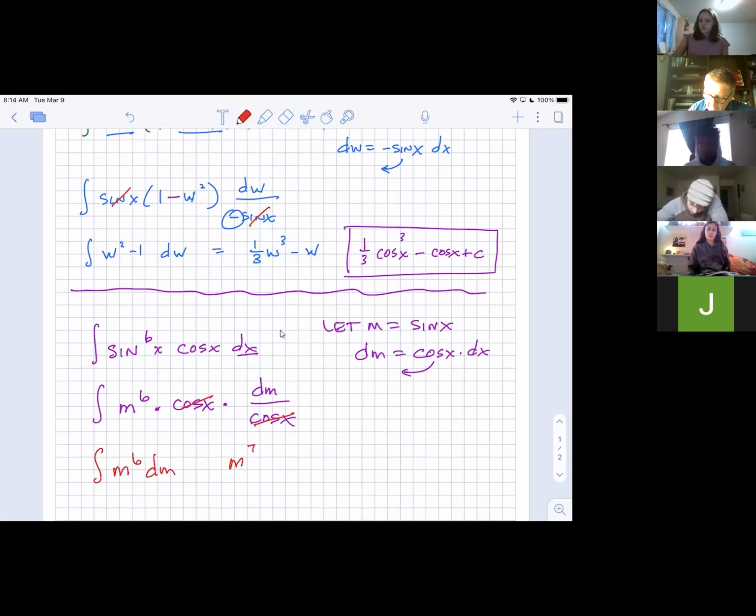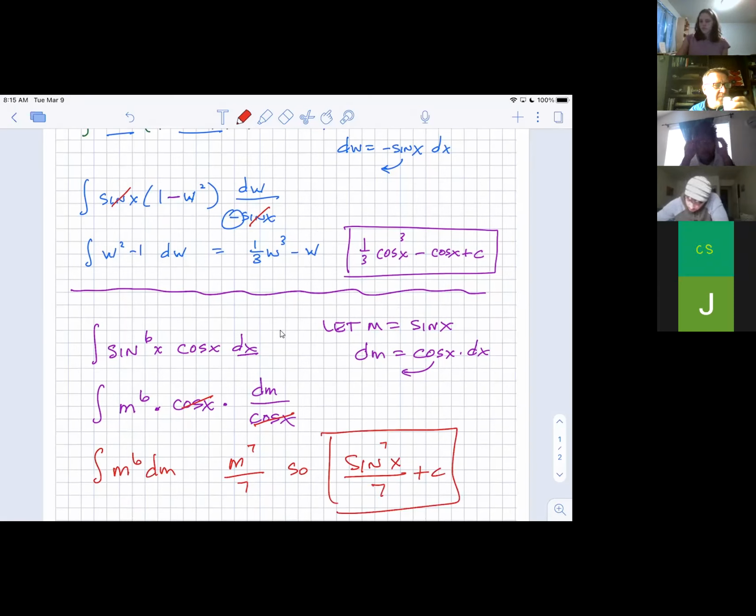That's m to the 7th over 7. I'm done, except for now I just put m back in. So that'd be sine of x to the 7th power divided by 7, or times 1/7, and technically plus c. And so, man, throwing that cosine in there made that problem way easier.